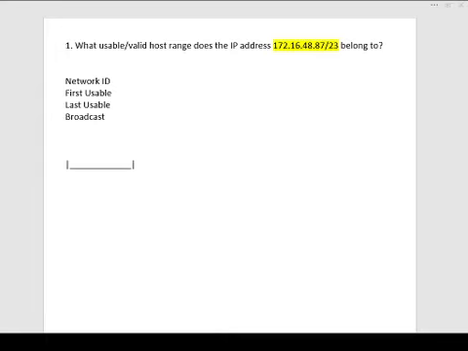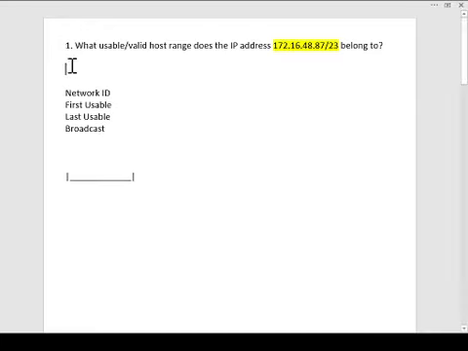It says, what usable or valid host range does the IP address 172.16.48.87/23 belong to? Remember, valid or usable, you cannot assign the network ID address or the broadcast to a host. So all we're looking for is first usable all the way through last usable at this point. Now, a good thing to do on these videos is always pause it, see if you can figure it out, and then we'll go back.